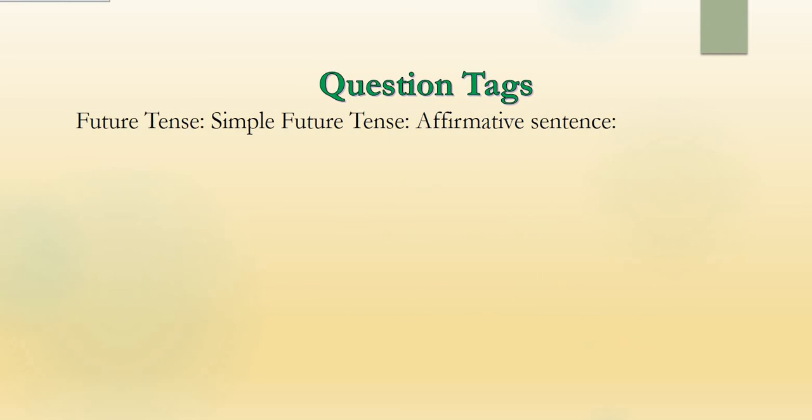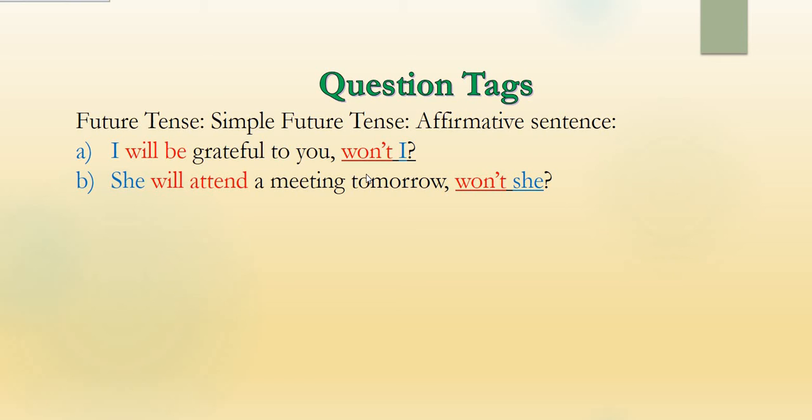Had he? Simple future tense, affirmative sentences. I will be grateful to you. Won't I? As you have seen in the list, will plus not becomes won't, not willn't or something like that. She will attend a meeting tomorrow. Won't she? I shall compete with him.